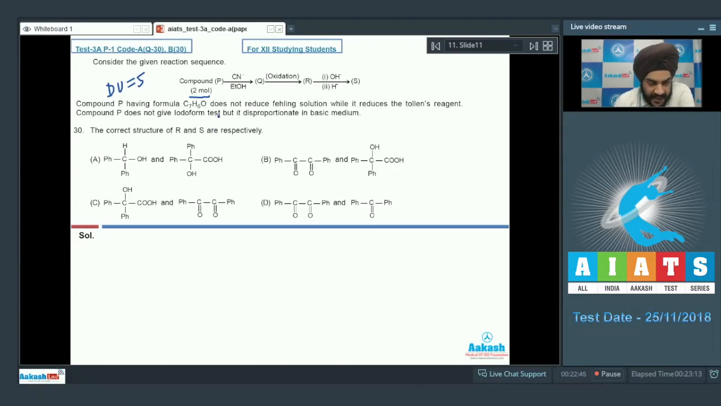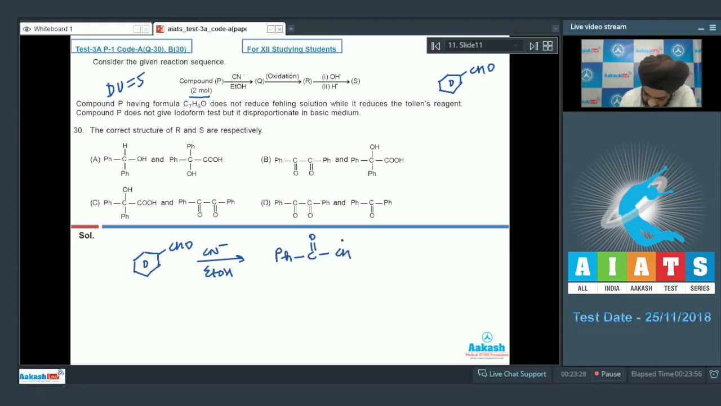Compound P does not give iodoform test. It is not a methyl ketone, but it is disproportionate in basic medium. So based on this information, we can see that the compound under consideration is benzaldehyde. So we have the structure of P as PhCHO. Now when benzaldehyde is allowed to react with ethanolic CN-, we have benzoin condensation. So PhCHO in presence of CN-, EtOH, undergoes benzoin condensation to form benzoin. So we have Ph, C double bond O, CHOH, Ph.